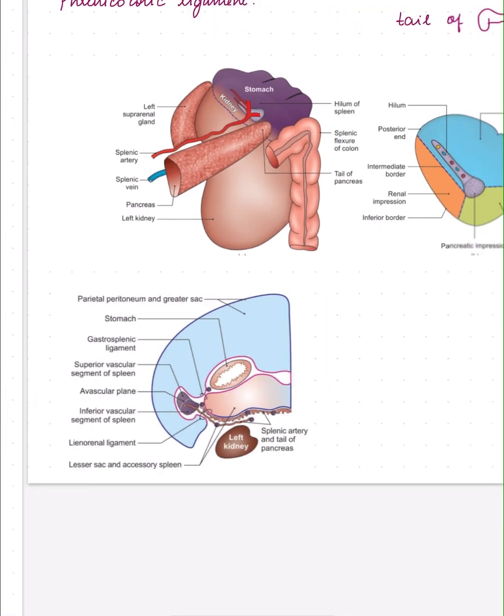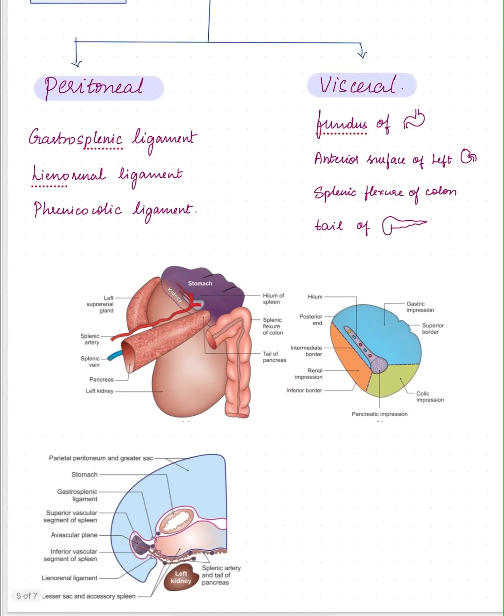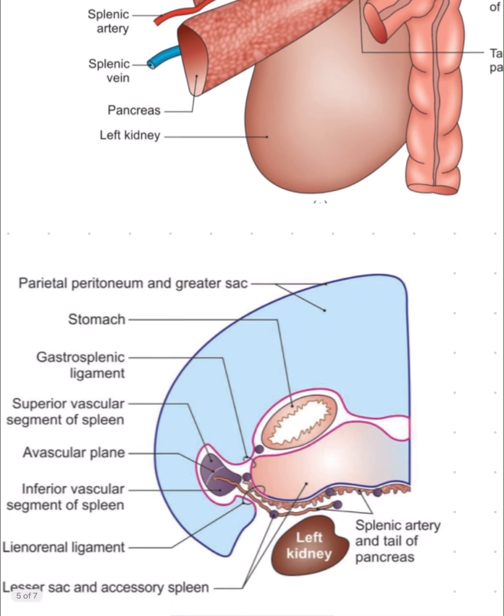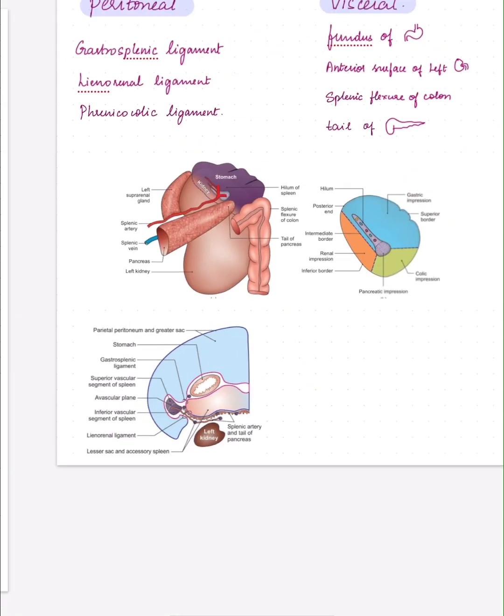So what is the third one? That's the phrenicocolic ligament. This ligament is not attached to the spleen, but it supports its anterior end. So that was peritoneal relations.